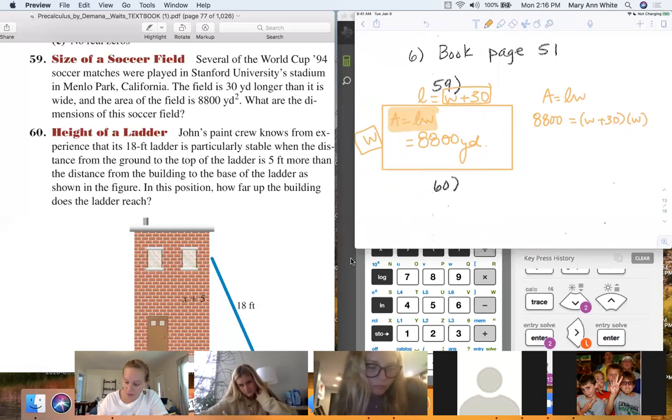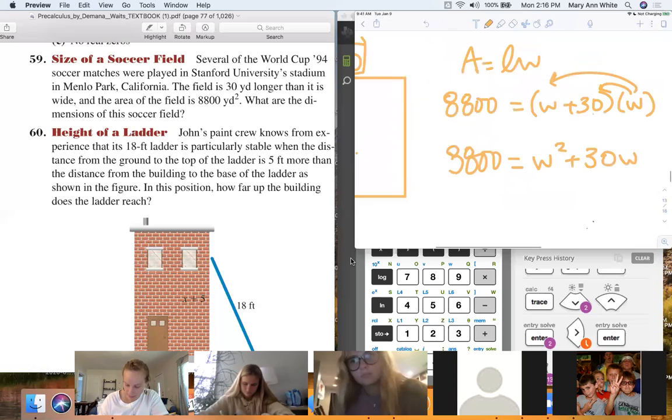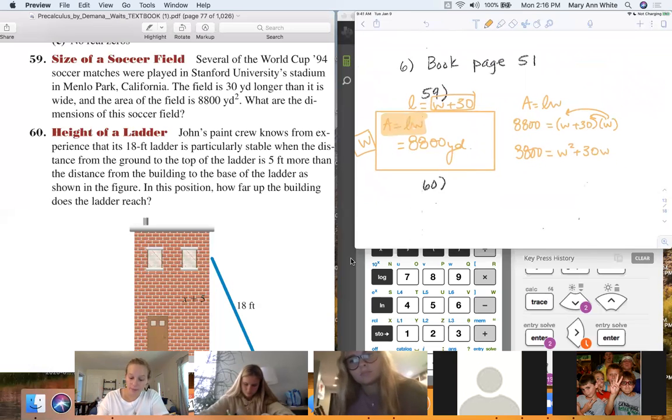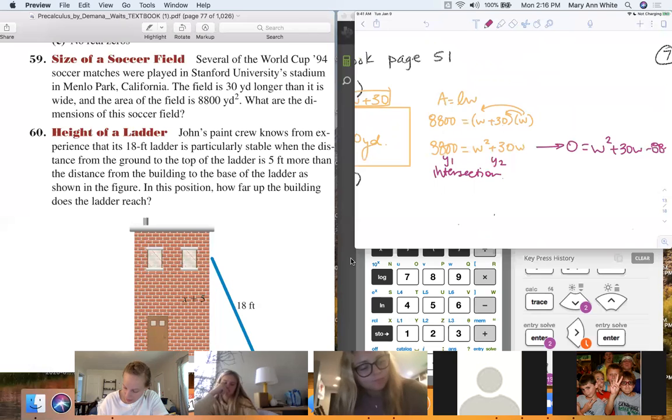I am going to simplify this right-hand side, and then we have some options. So I'm distributing: 8,800 equals W squared plus 30W. Okay. We have two options right now. We can either stop here and find the intersection between these two lines. I can label the first one as Y1 and the second one as Y2. Or I could go one step farther and bring the 8,800 to the other side and have 0 equals W squared plus 30W minus 8,800, and have all of this just be my Y1 and then find the 0.